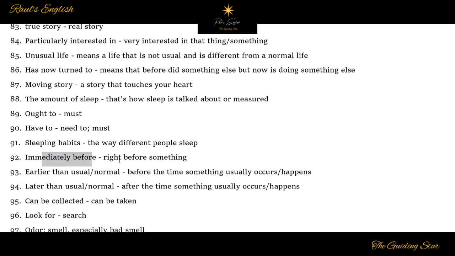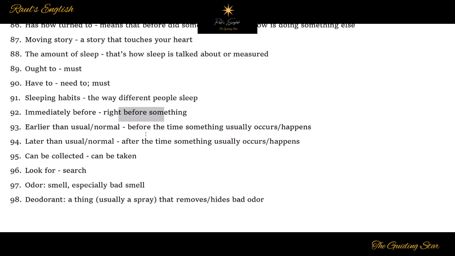Immediately before means right before something. Earlier than usual or normal is before the time something usually occurs or happens. Later than usual or normal is after the time something usually occurs or happens. So that day I woke up earlier than usual. Suppose you usually get up at 6 o'clock, but that day you got up at 5:30 or 5:15. So you can say that day I got up earlier than usual. Can be collected is can be taken.